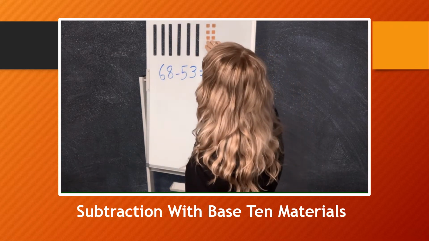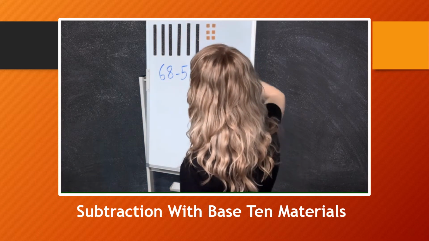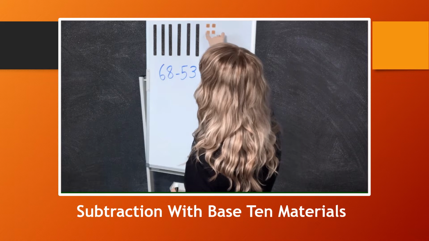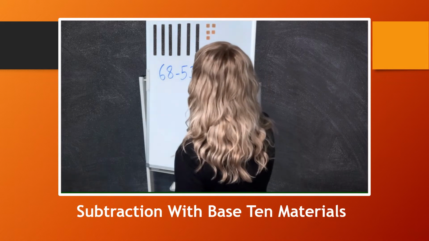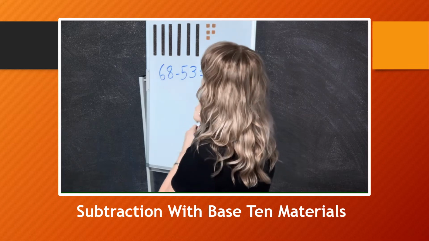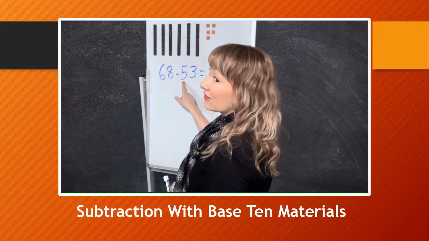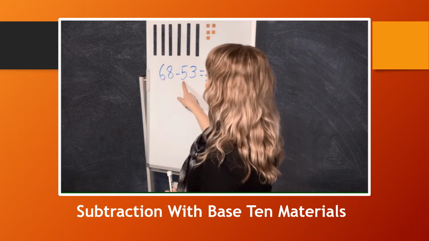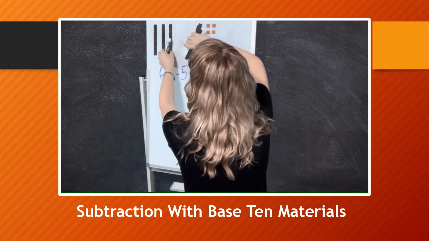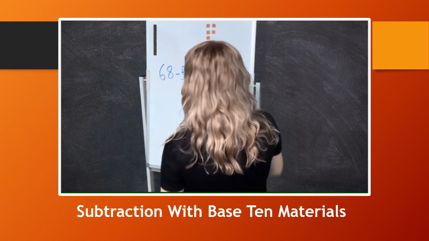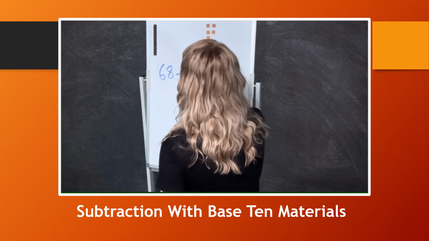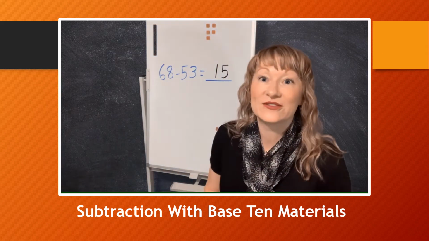We're going to take 3 ones away. 1, 2, 3, and we're left with 5. With 68, we still have to take 5 tens away. We've taken the 3 ones away. So 1, 2, 3, 4, 5. We're left with 1 ten and 5 ones. So our answer is 15.